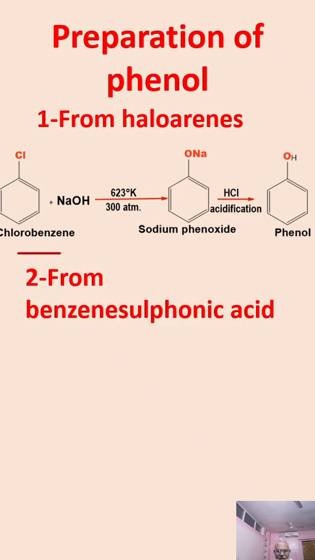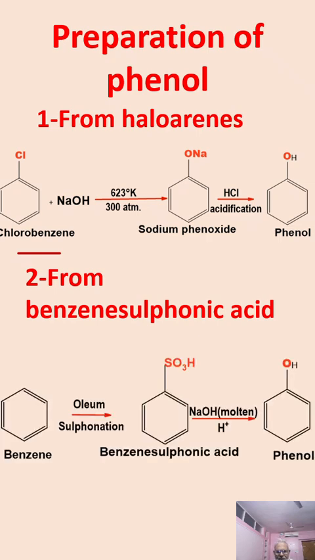Next, from benzene sulfonic acid, how it is prepared. Let me explain this reaction. Here is the benzene. First, this is treated with concentrated H2SO4 and sulfur trioxide, that is the oleum. Benzene undergoes sulfonation to form benzene sulfonic acid, and this, when treated with sodium hydroxide, gives the phenol.